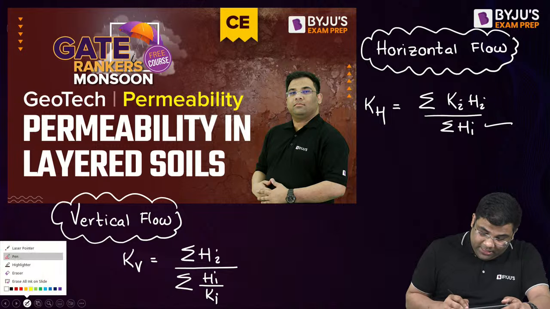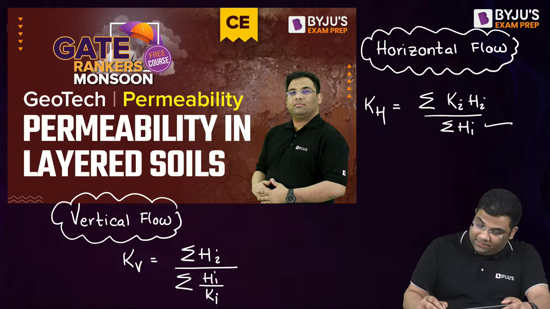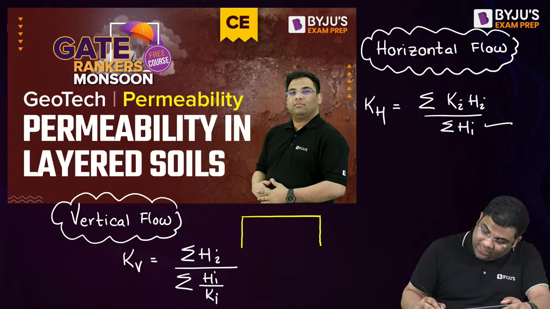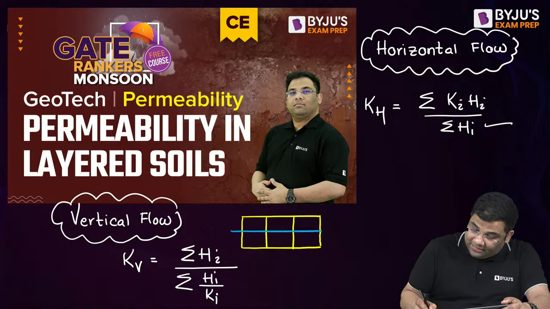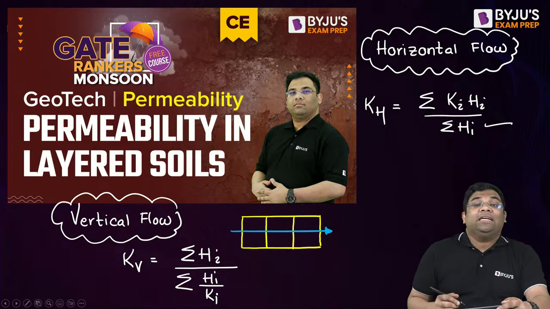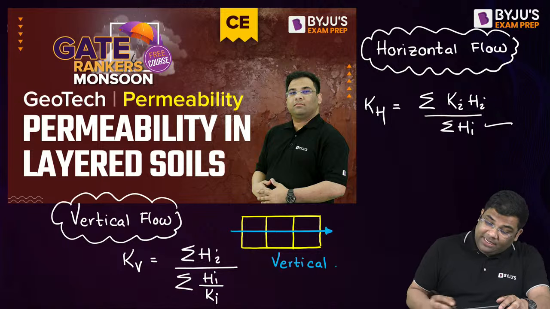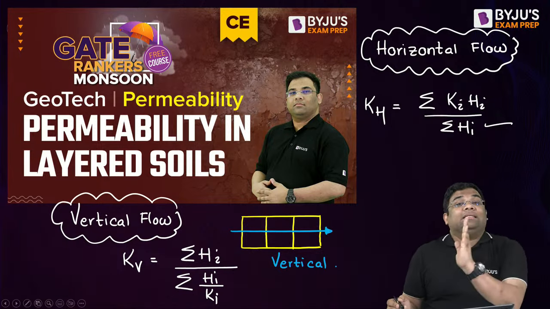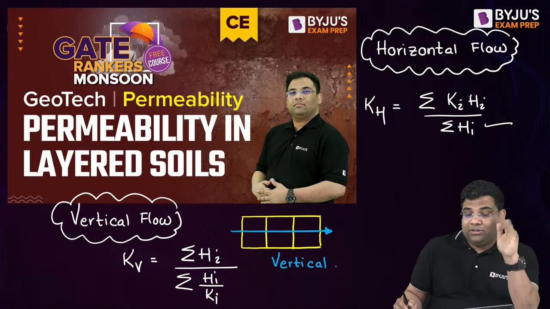We call a flow vertical flow when the flow is happening perpendicular to the layers. Suppose the soil has layers like this, and suppose the flow is happening like this. Here it might look horizontal, but actually it is vertical, because the flow is happening perpendicular to the layers. So when the flow is perpendicular to the layers, that I call vertical flow. Understood?